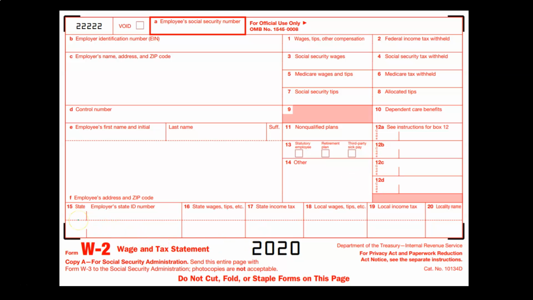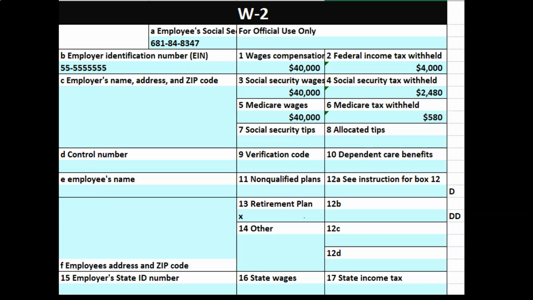Then we have the state information, if applicable. Now we're focusing here on the federal income tax mainly for this course, but of course the W-2, depending on the state that it's in, will also provide the state information, employer state ID number, state wages, tips, and so on, state income tax, local wages, tips, and etc., local income tax, and so on. So a similar kind of process for the state tax. We don't have Social Security and Medicare down here in the state. We're talking about state income tax for those states where the state income tax will be applicable.